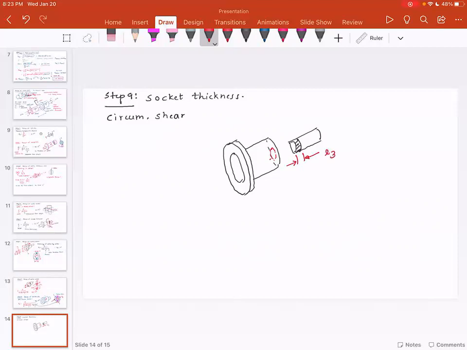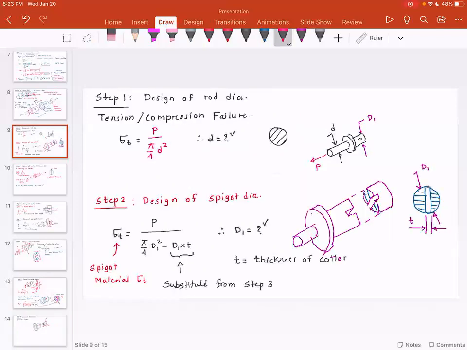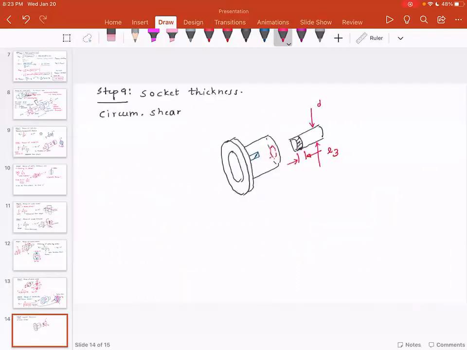As you can see, initially the socket and the rod were connected, but under the loading, just one end of the socket came out of the assembly. So the whole thing got pulled off. But this failure is the circumferential shear. Please note this dimension is same as the D, which is the rod dia.